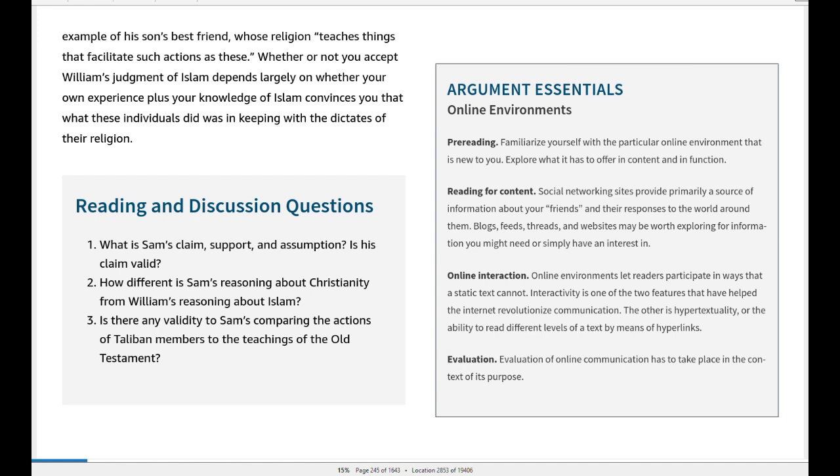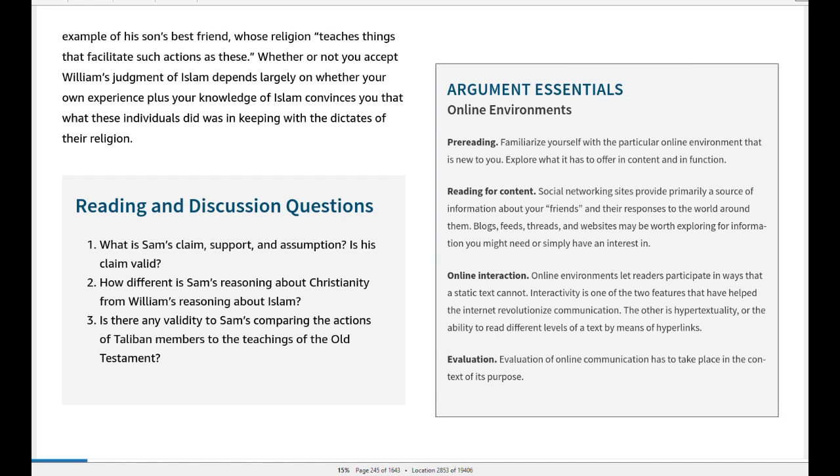Argument Essentials, Online Environments. Pre-reading. Familiarize yourself with the particular online environment that is new to you. Explore what it has to offer in content and in function. Reading for content. Social networking sites provide primarily a source of information about your friends and their responses to the world around them. Blogs, feeds, threads, and websites may be worth exploring for information you might need or simply have an interest in. Online interaction.